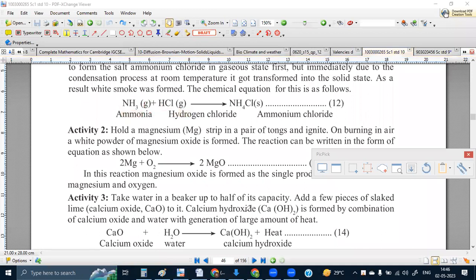Same way I'll take the other reaction. This magnesium and oxygen. Here also there are two reactants. Here calcium oxide and water. Here also there are two reactants.